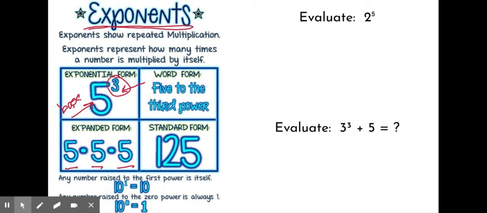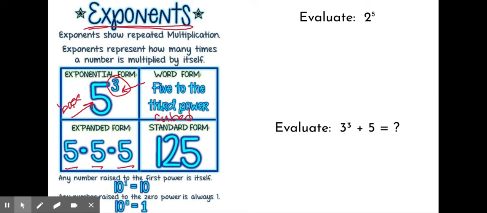So I have 1, 2, 3 that I'm multiplying together. Okay, remember you're multiplying them, not adding them. So 5 to the third power, or what we call 5 cubed, is not the same thing as 5 times 3. 5 times 3 is 15. 5 to the third power, 5 cubed, is 5 times 5 times 5.